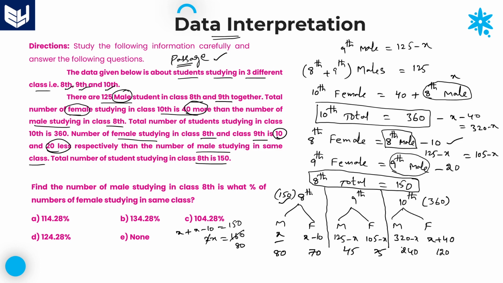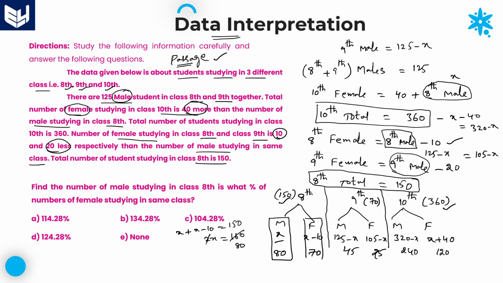This is satisfied. 240 plus 120, 360. This is also satisfied. And next, the total of 45 plus 25 is equal to 70. Total number of students in 9th class is 70. In that, male candidates are 45 and female students are 25. Now it is very easy to note down each and every value.